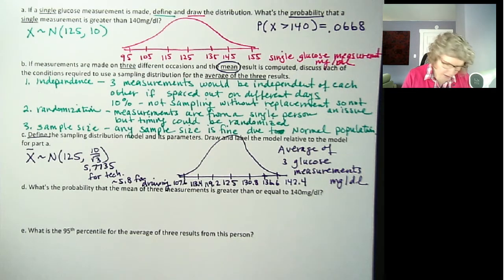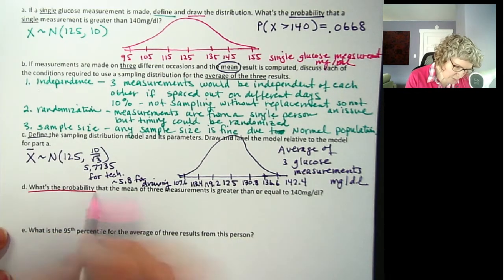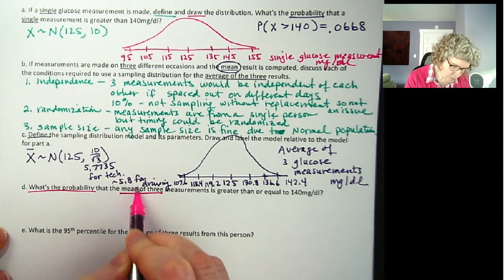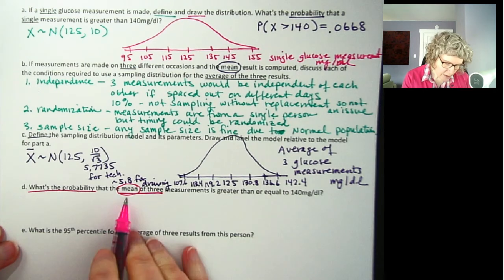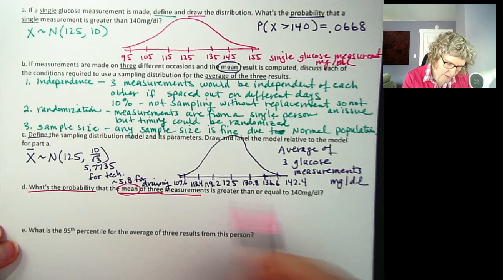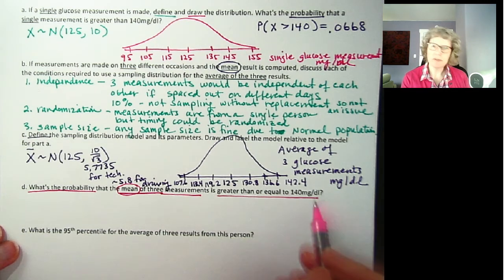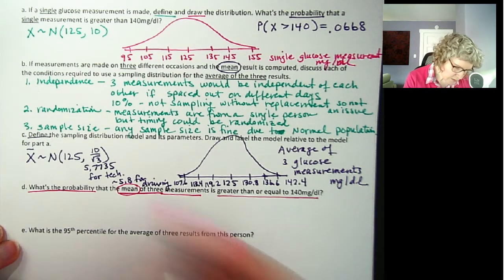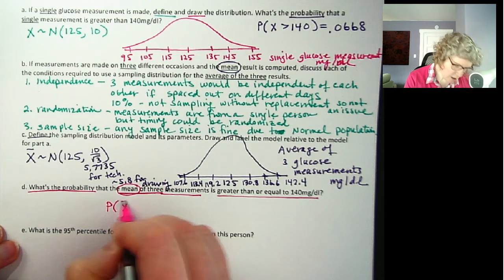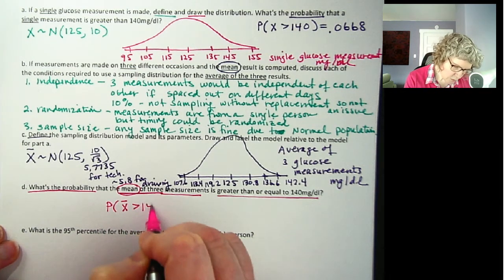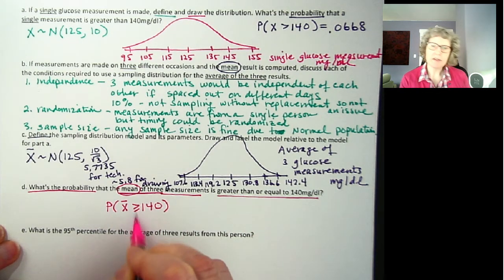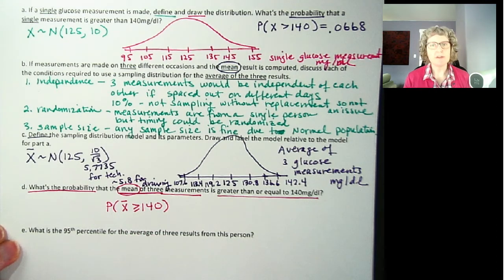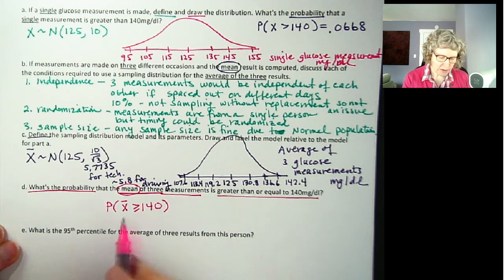Okay, so now we can find our probability. What's the probability that the mean of 3, so this is what tells us to use a sampling distribution instead of the regular distribution, the mean of 3 measurements is greater than or equal to 140, which is the same probability we found before. So now we're going to do probability of x bar greater than 140. I guess this one says greater than or equal. Remember, the equal sign doesn't matter for a continuous distribution. It does matter on the binomial, but on the normal it can be equal or greater than or equal, and mathematically those are the same.